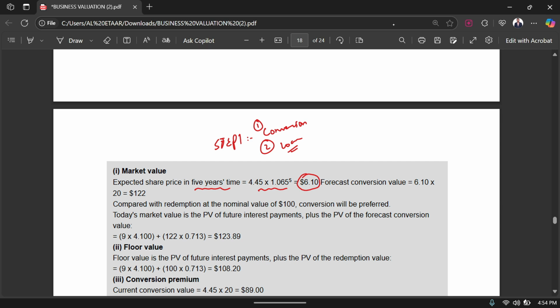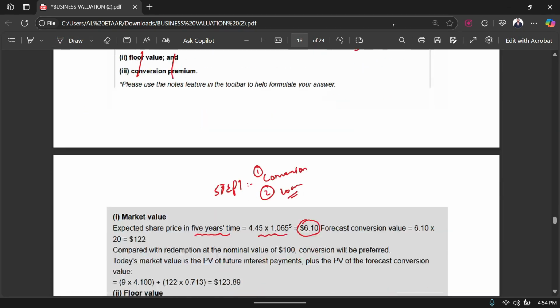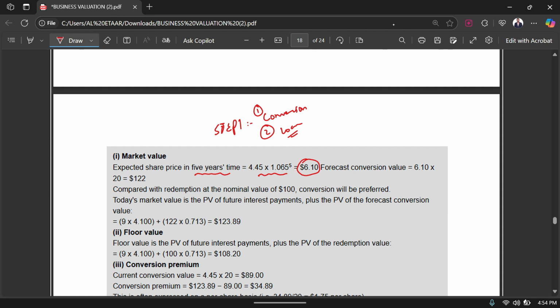Okay. And then after 5 years, how many shares are we going to get as part of conversion? 20 shares, right? So we can convert our loan into 20 shares. So I'm going to say that the share price after 5 years of one share is going to be 6.10, and I can take 20 shares as part of the convertible loan note. So that's going to be equivalent to $122. That's the value that I will have in the company, $122.